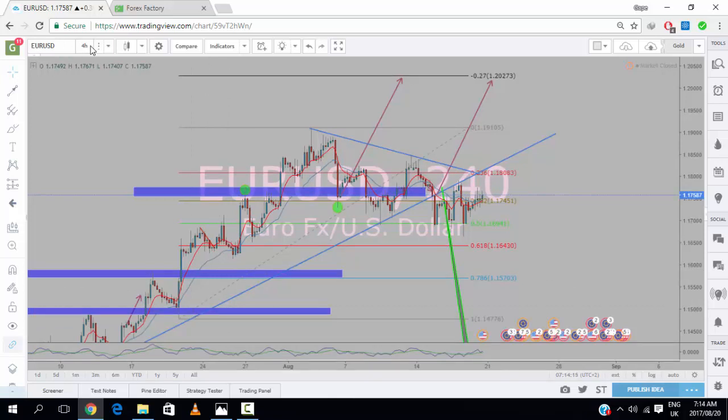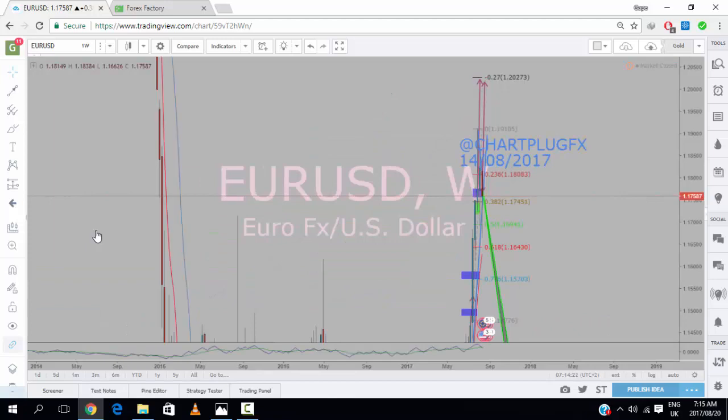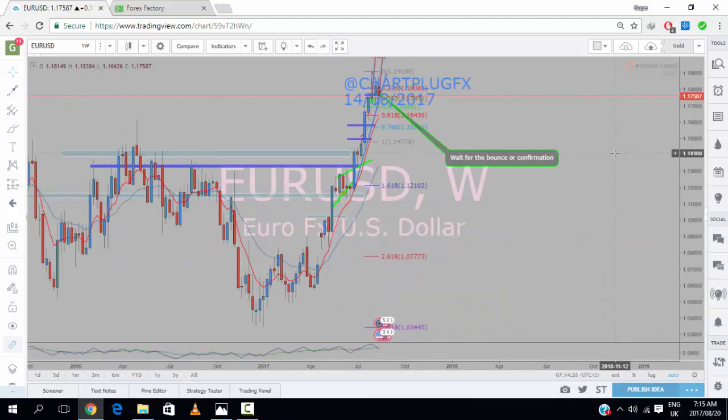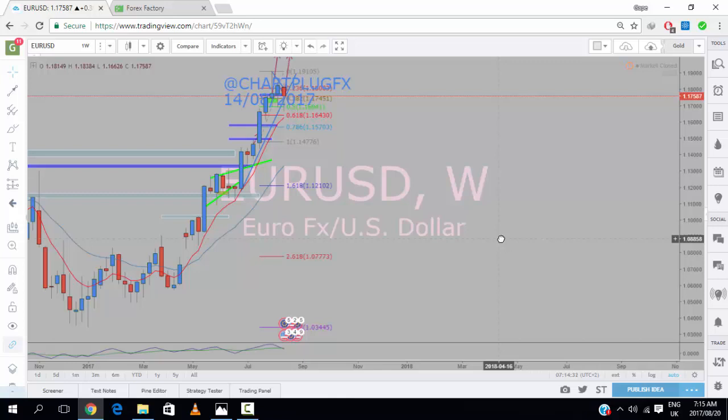Okay, let's get to the weekly. How did the weekly close? Let's see. Oh my god. Okay, let me remove this. Okay, the weekly closed with an engulfing. Let me show you. You see that? Yeah, you see that? That's an engulfing candle. You know what I mean?